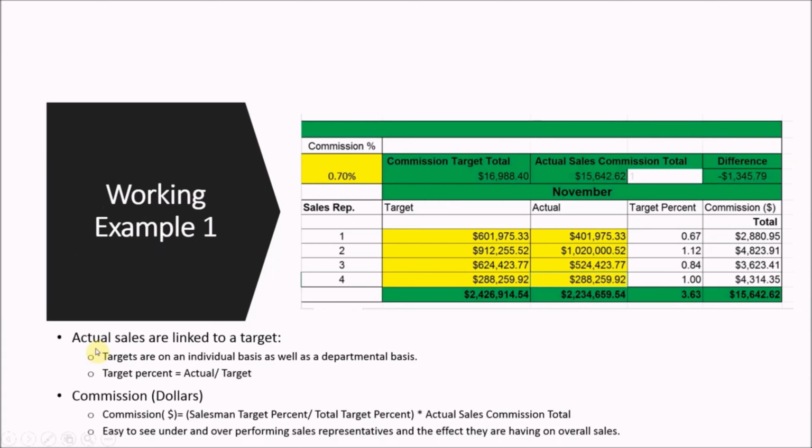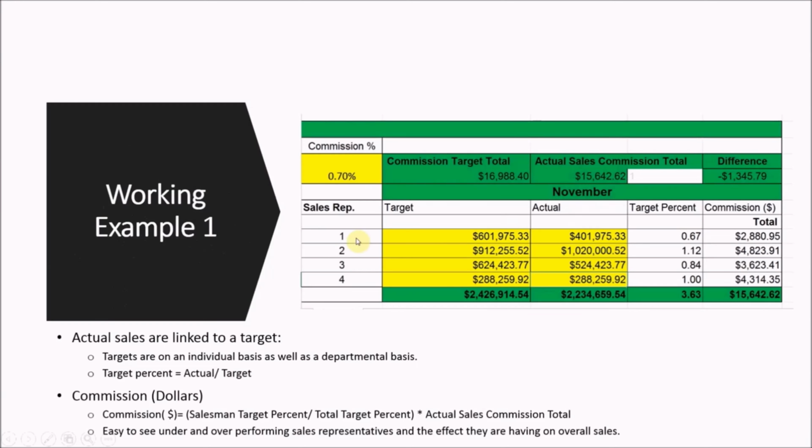So essentially, as I mentioned, the actual sales are linked to targets, and here, wherever you see the fields in yellow, it means that it's editable by the organization. So it doesn't contain a calculated field. So you have here the sales commission is actually 0.7% of the overall sales. The targets can be placed in and the actuals can be placed in. So the targets are not only on an individual basis, but it's also on the departmental basis.